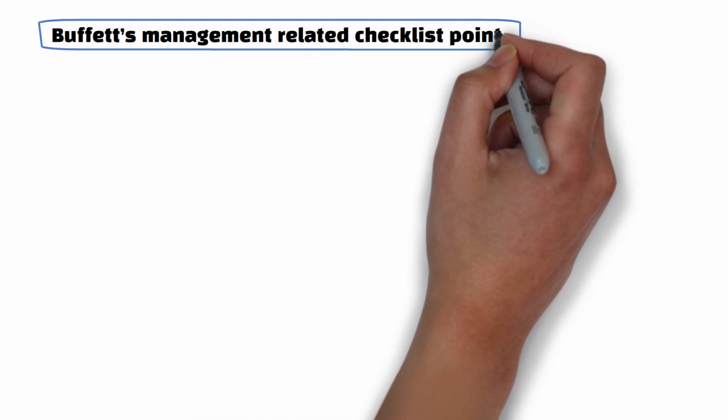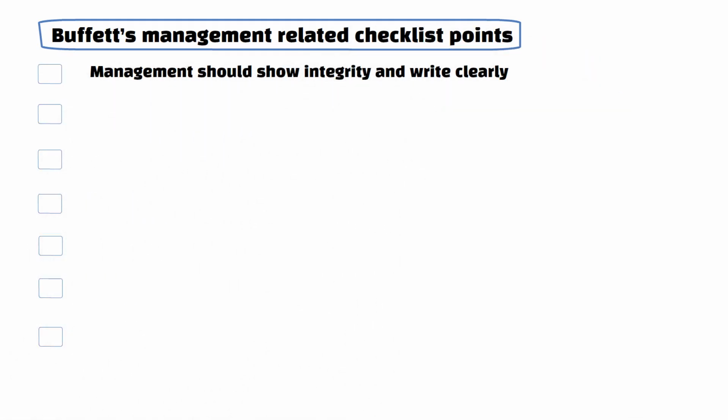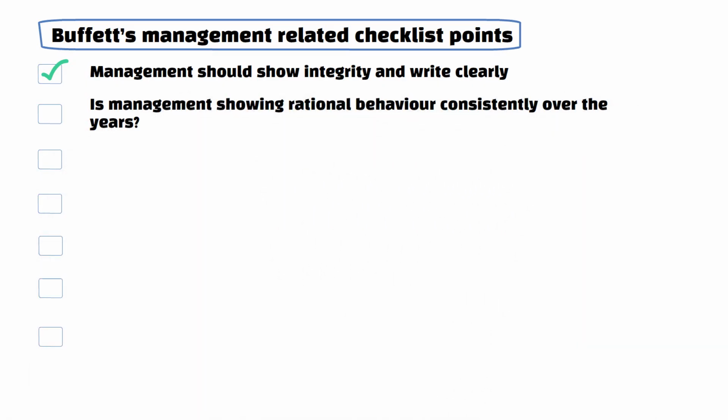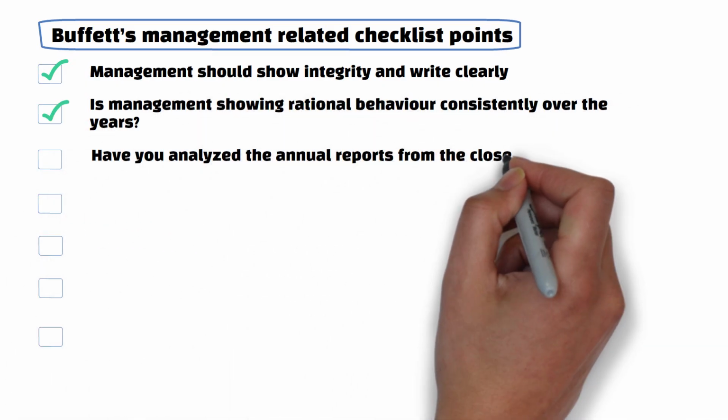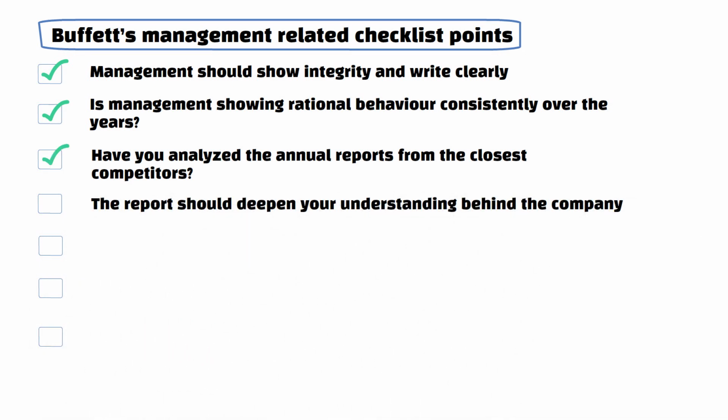Next, we have Buffett's management-related checklist points. Firstly, management should show integrity and write clearly, so remain cautious of corporate buzzwords or salesman-like language. Next, are the company leaders significant shareholders? Is management showing rational behavior consistently over the years? Have you analyzed the annual reports from the closest competitors? The report should deepen your understanding behind the company.